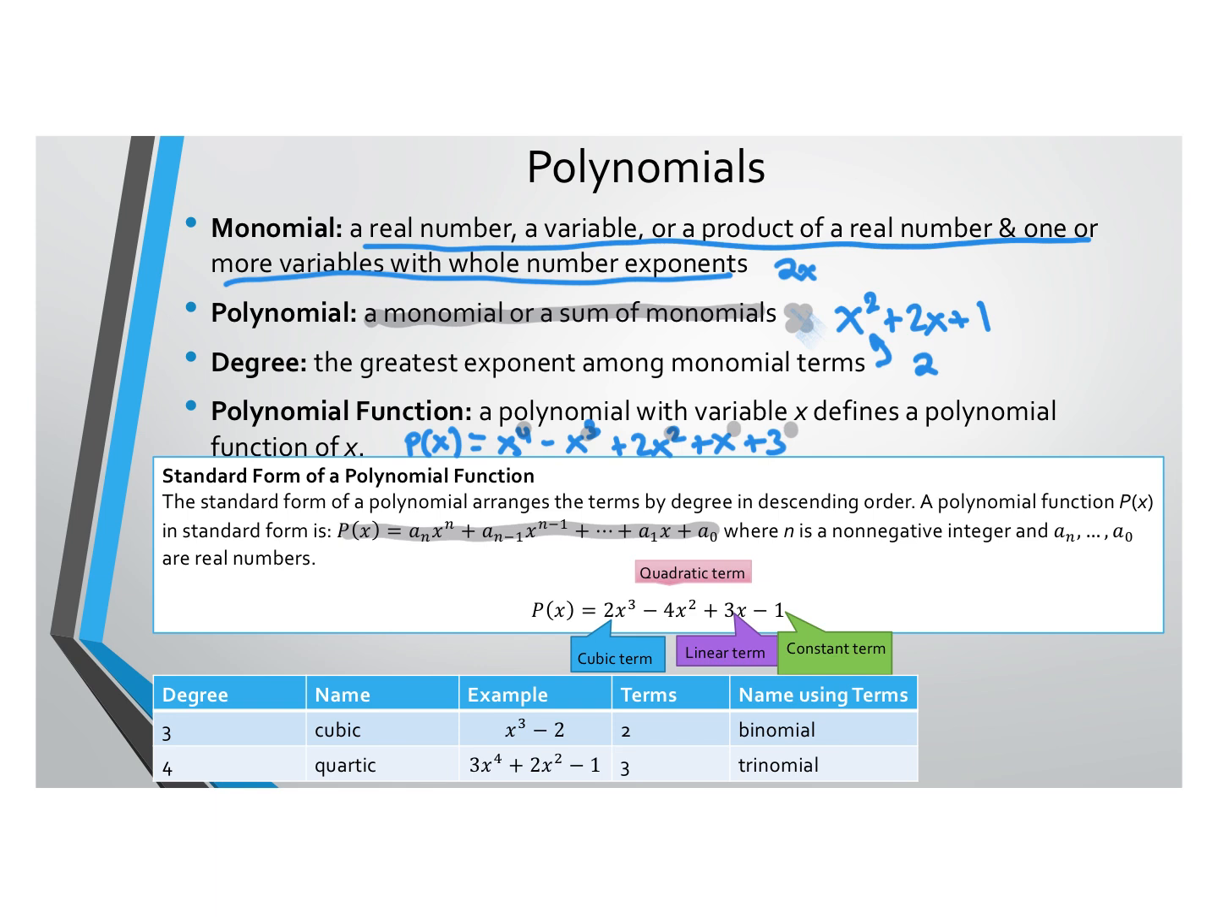So if we look at our box down below, notice we have a degree of 3. We would call that a cubic. There's an example. There are 2 terms. If I have 2 terms in my polynomial, that is referred to as a binomial. If I have a degree of 4, that is referred to as a quartic. We have an example there. Notice we have 3 terms. We call that a trinomial.